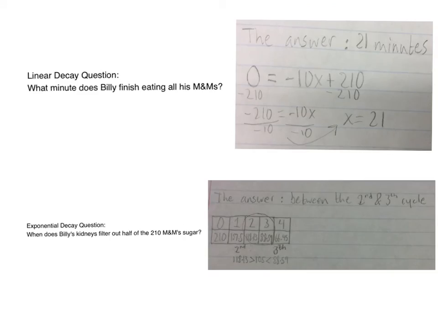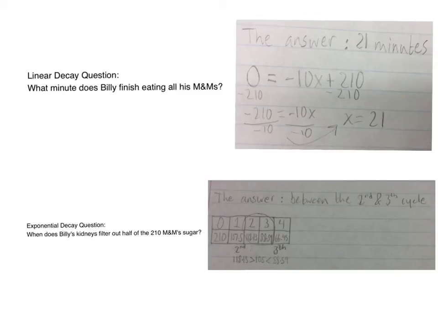How I got the answer was I put the number 0 because you're trying to find when Billy finishes eating his M&Ms. So you would do minus 210 on both sides, and then you would get negative 210 equals negative 10x, and then you divide by negative 10 on both sides, and then x equals 21 minutes.